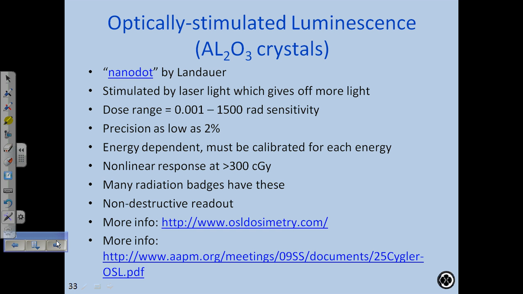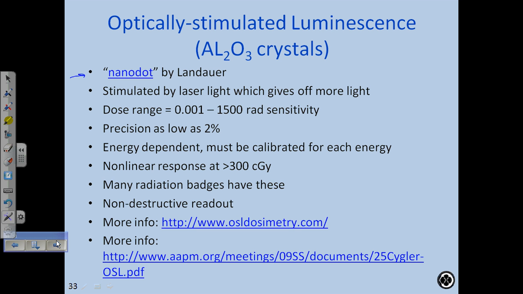I'll go over the advantages. One major advantage is you can reread them. You can shine light on it and it gives off light again, which you couldn't do with TLDs. The Landauer product is called nanodot, and it's stimulated by laser light, and then gives off more light. The dose range is 0.001 to 1500 rad, so that's a nice range for us. Precision as low as 2%, kind of like TLDs. Energy dependent, so it must be calibrated for each energy, but there is a calibration factor for each energy.